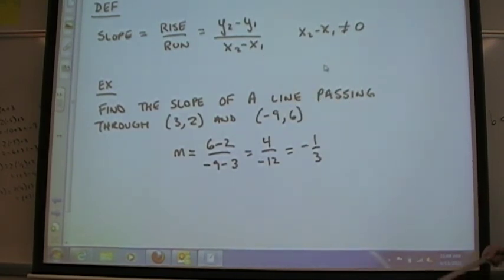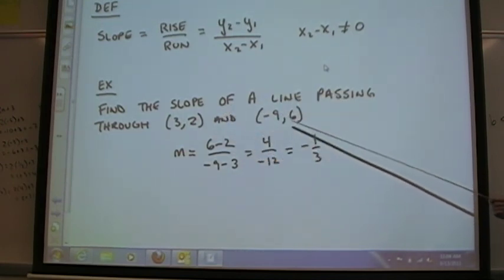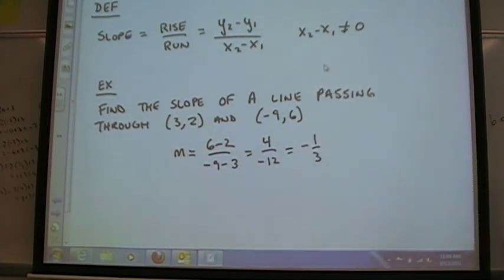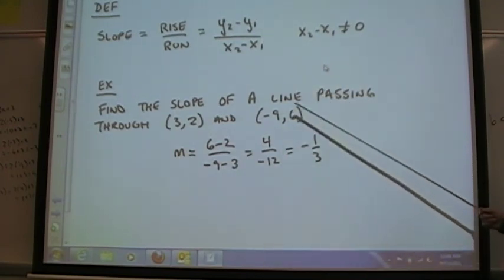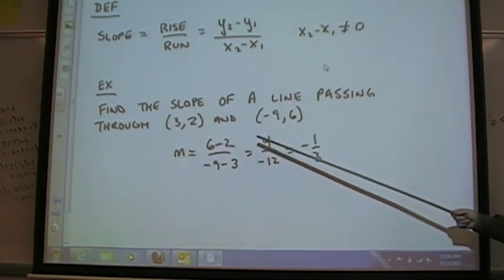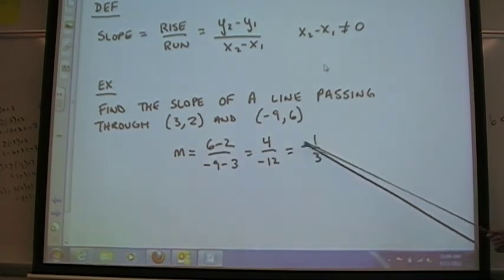Example: find the slope of a line passing through the points 3, 2, and negative 9, 6. You could do it one of two ways. You could plot the points and just count how many you're rising vertically and how many you're running horizontally. Or you can use your formula. It's probably faster to use the formula. So I would find the difference of the y's, 6 minus 2, divided by negative 9 minus 3. You end up with 4 over negative 12. You have a slope of negative 1/3.